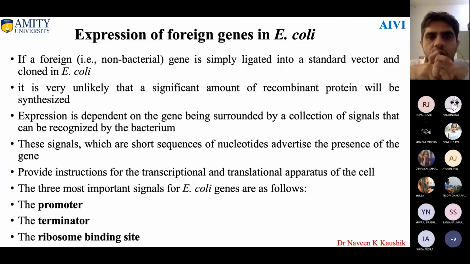If a foreign gene is simply ligated to a standard vector and cloned in E. coli, it is very unlikely that a significant amount of recombinant protein will be synthesized. So for the recombinant protein, how do you express it? For that you need to go back to the machinery, like in your second year you have studied about operons.